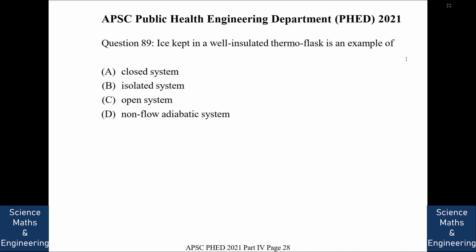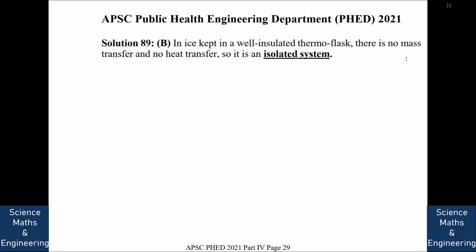Ice kept in a well insulated thermos flask is an example of, now this is well insulated and so it must be closed, so this is an example of an isolated system. Isolated system means no mass transfer and no heat transfer takes place. So we'll go to the next question.